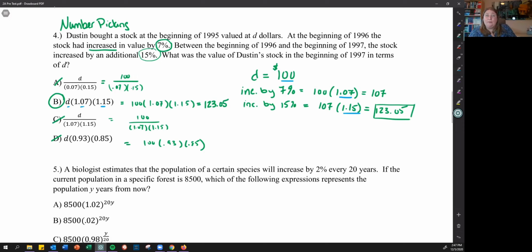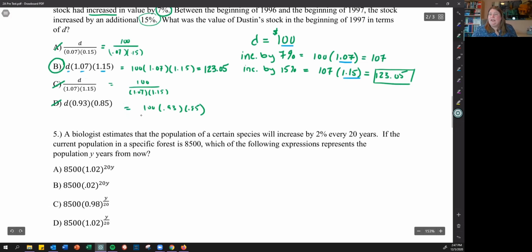I'll tell you, you have 1.4 minutes per question on the SAT. Doing the number picking method, which took a little bit more time, still did not take 1.4 minutes, so you are going to finish the test with a comfortable amount of time, whichever method you use. All right, the last question here is a little bit more challenging.